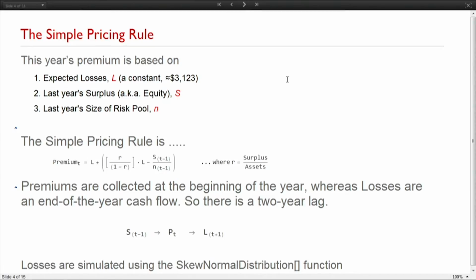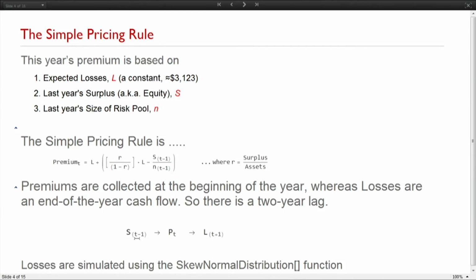Premiums are collected at the beginning of the year, losses at the end. So there's actually a 2-year lag, because the surplus from T-1 feeds into the price right now, and then losses don't get paid until the end of the year. So it's actually a 2-year lag. A 2-year lag by itself kind of explains why you get a cycle instead of just randomness with the losses.